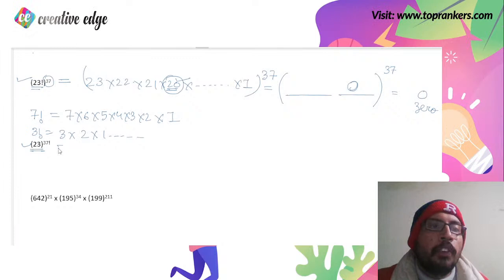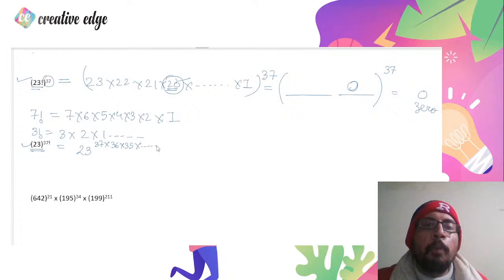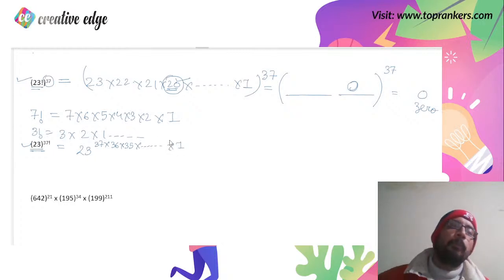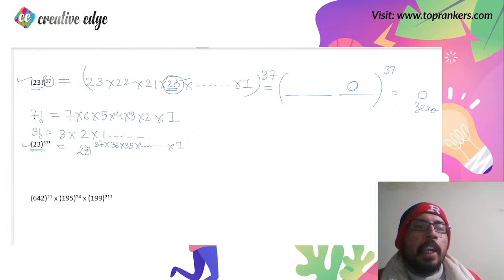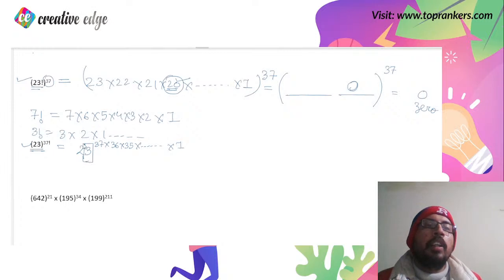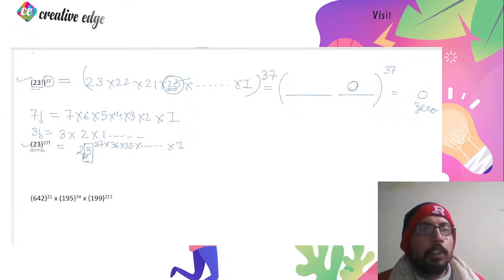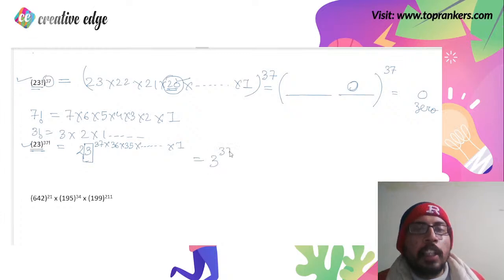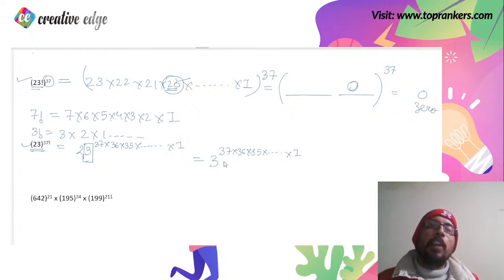We have 23 to the power 37 factorial. 37 factorial is nothing but 37 into 36 into 35, and I will keep on multiplying till 1. Now this time I clearly have the unit place with me, that is 3. Now 23 does not have the factorial; instead my power has the factorial. So I can say that there is 3 to the power 37, 36, 35, and I will keep on multiplying until 1. Now I have to find the unit place of this number.